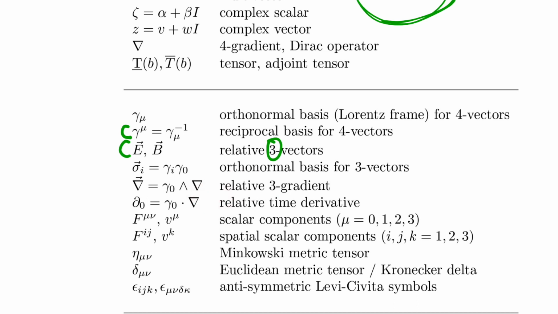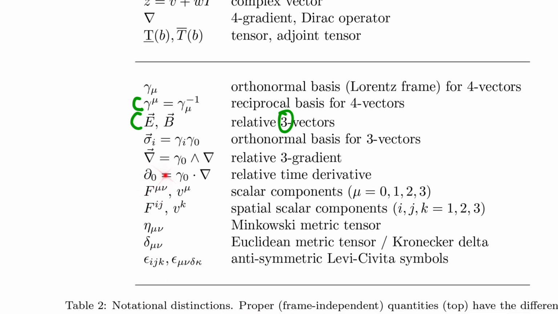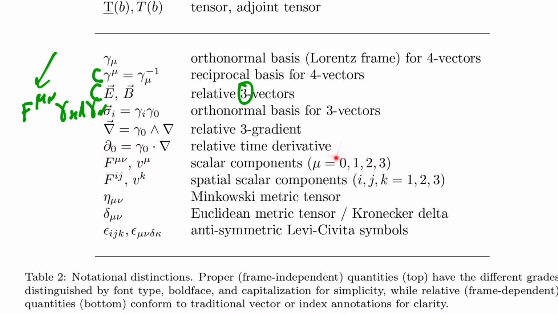Relative 3 gradient, relative time derivative. We don't know about any of that stuff. Scalar components. Well, that we do know about. I've already mentioned, and I think I've even screwed up, F mu nu, gamma mu wedge gamma nu. Right? These are components, and they're scalar components. And what they're saying here is when we deal with scalar components, Greek letters mean it goes from 0 to 4. Roman letters, it's just the spatial parts, 1 to 3. Minkowski metric tensor, we got that. The Euclidean metric tensor is also the Kronecker delta. And the antisymmetric Levi-Civita symbols are here. So this is just a sort of a notational thing.